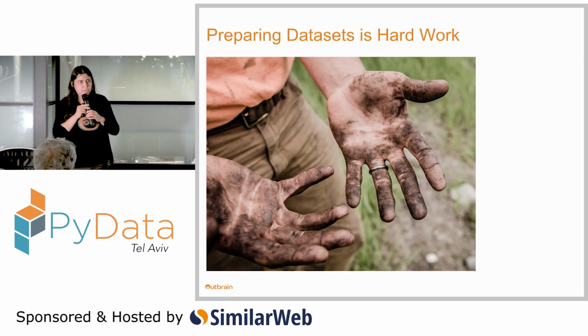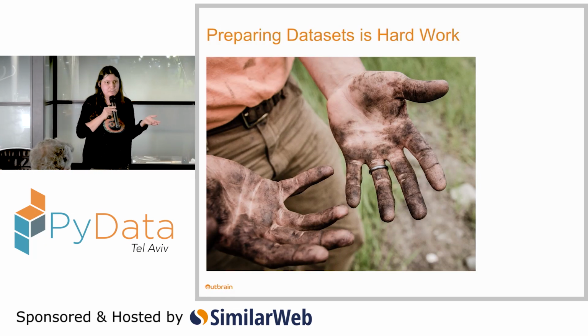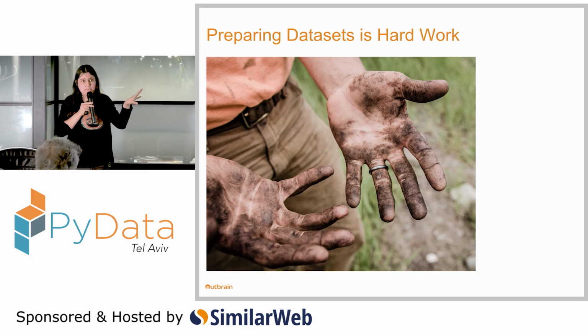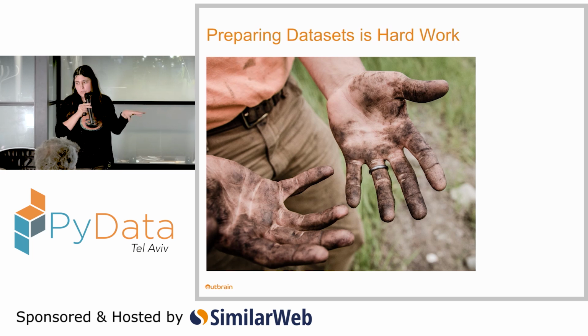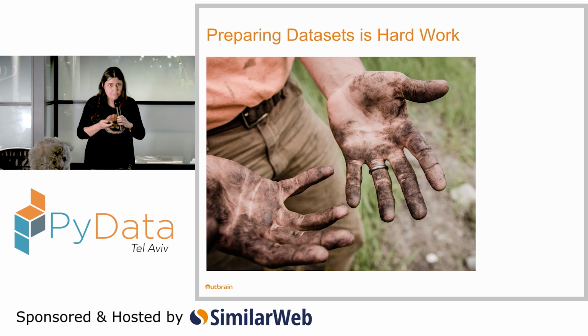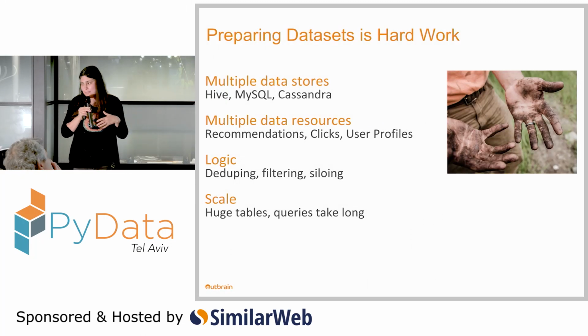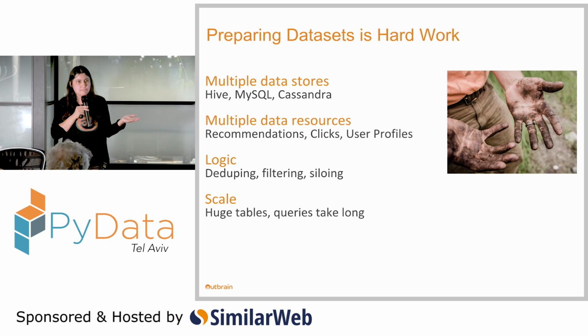So just to give you a few examples of why this is taking 90% of our time. I listed out what we have are really tough tasks. Let's talk about data collection, data preparation. I guess most of you can relate to those things, right? First, we have multiple data stores. At Algorithmic we have Hive, MySQL, Cassandra.